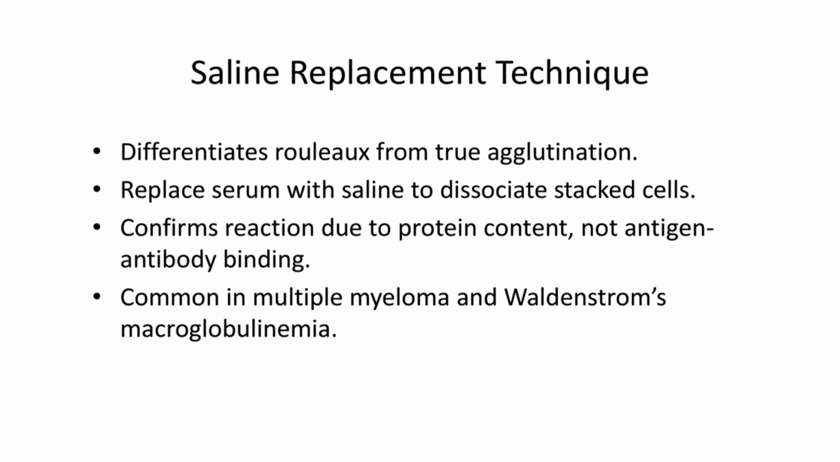In this method, the serum in the test mixture is replaced with saline solution. If the observed cell clumping is due to rouleau, the cells will dissociate once the serum is removed and replaced with saline. This confirms that the reaction was not due to antigen-antibody binding, but rather to increased protein content in the serum. Understanding the patient's clinical diagnosis and the composition of their serum proteins is crucial in interpreting rouleau. This phenomenon is commonly associated with conditions such as multiple myeloma and Waldenstrom's macroglobulinemia, both of which are characterized by elevated levels of serum proteins that promote rouleau formation.